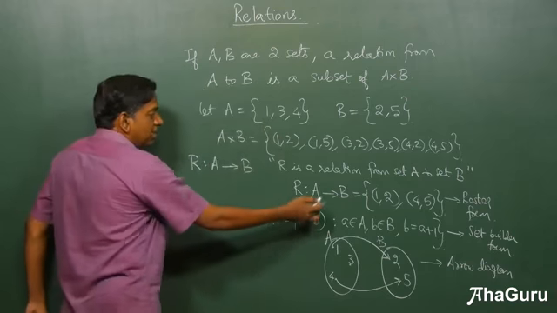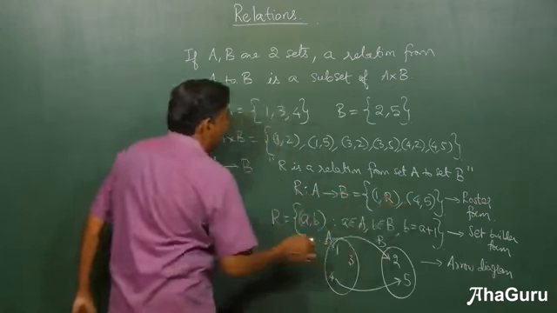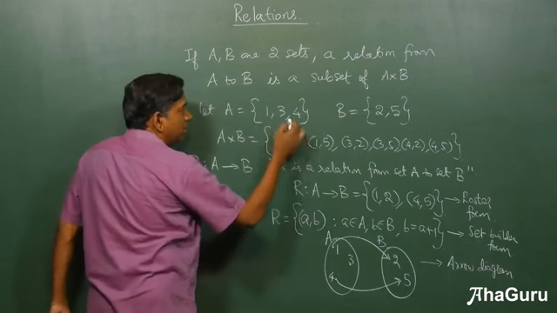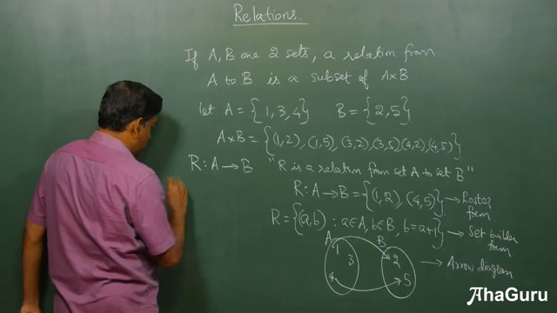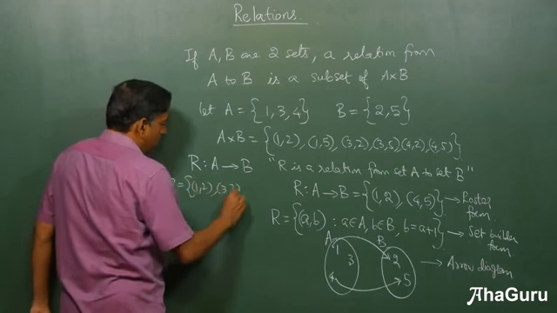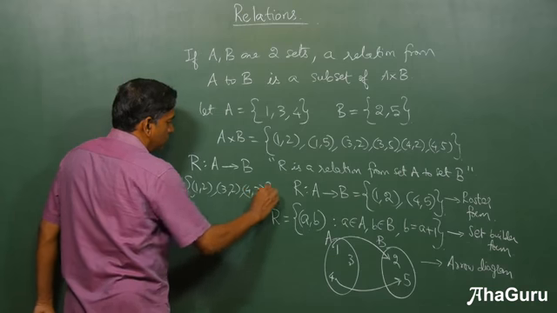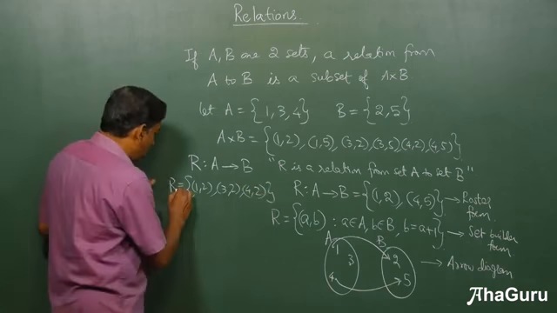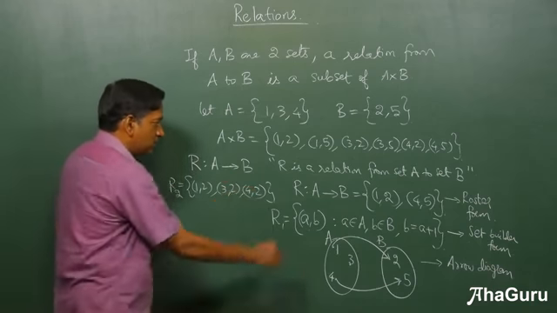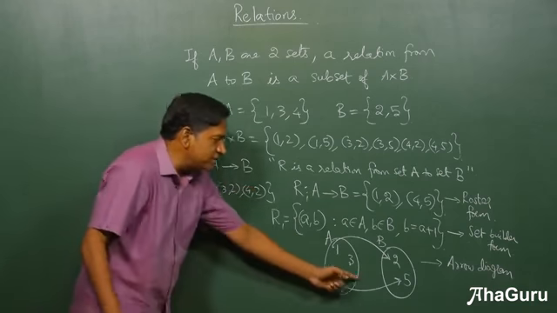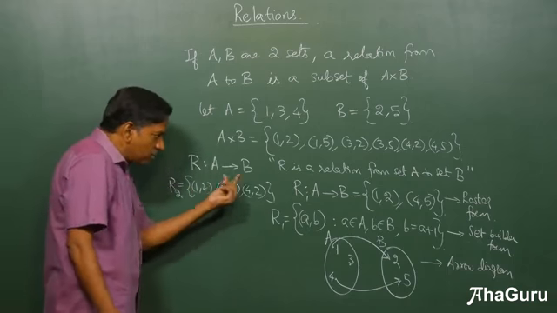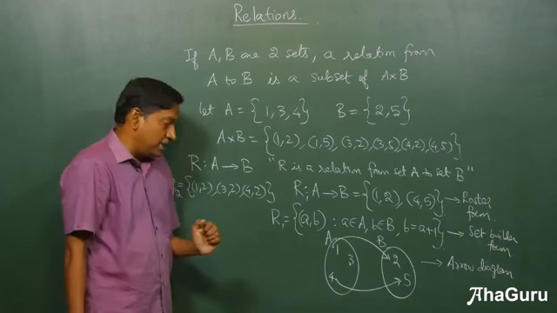Suppose you have the relation, instead of (1, 2) and (4, 5), suppose you have (1, 2), (3, 2) and (4, 2). Suppose you say R is {(1, 2), (3, 2), (4, 2)}. I'll call this R2 because this is a different relation. Maybe I'll call this R1. So R1 is what we just defined. R2 could be another relation. This is again a subset of A cross B.